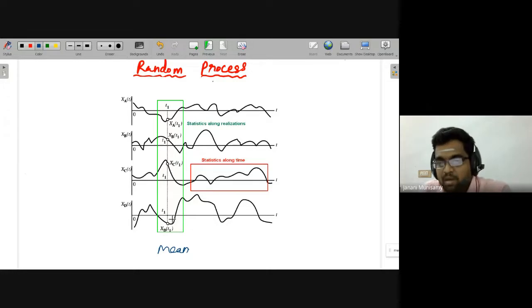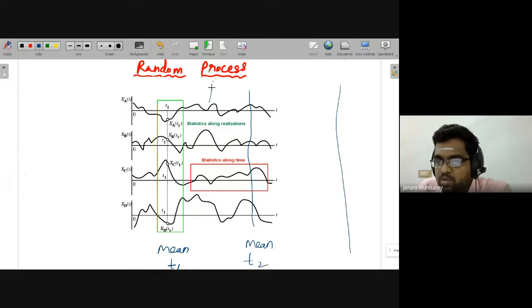Okay, ensemble mean. I'm fixing the time, observing the different sample values, then trying to find the mean value. And then I'm fixing some other time, say T2. Here also I'm finding the mean. Again, you just fix any time. You can do the mean calculation at any point of time. You can observe here also.